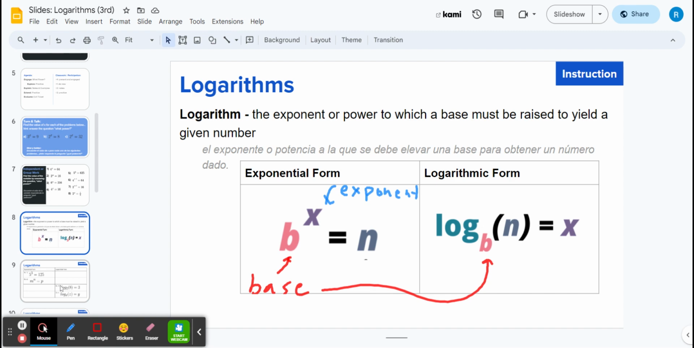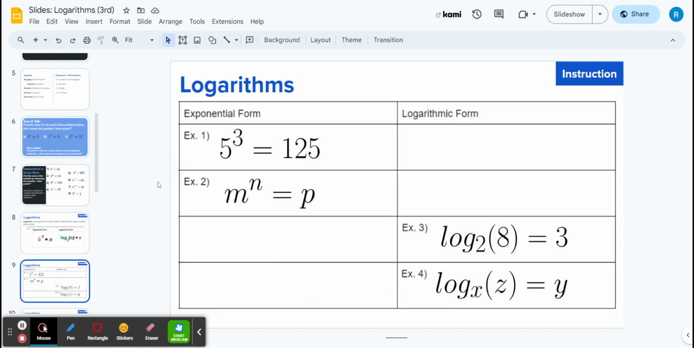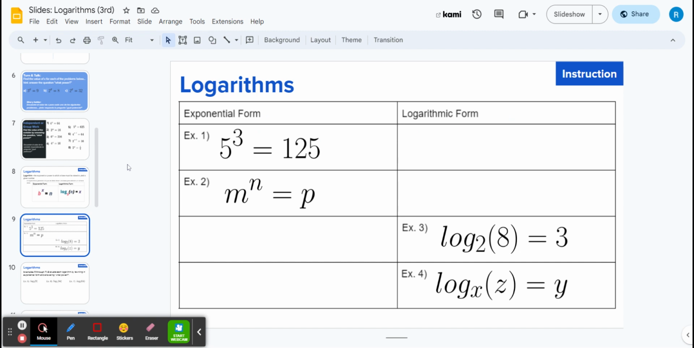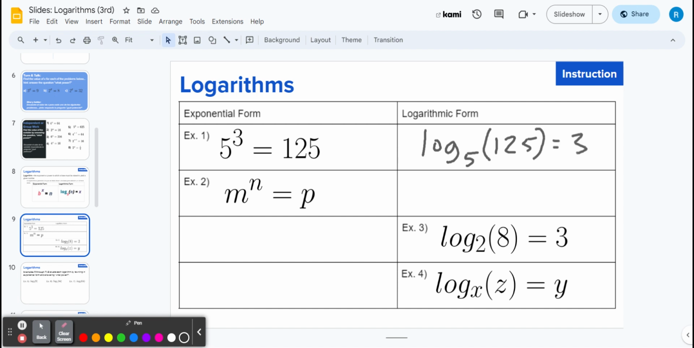So let's practice rewriting just so we get a good idea of the structure here. In example problems 1, 2, 3, 4, we're going to bounce back and forth for each of these. My exponential form: base 5, exponent 3 equals 125. We're not solving anything. We're not evaluating anything. All we're doing is rewriting that relationship in logarithmic form. So we have a log base 5. Notice how my 5 is a smaller number. It's like an exponent, but reverse. We are taking the logarithm of 125, and that will equal 3 as our exponent.